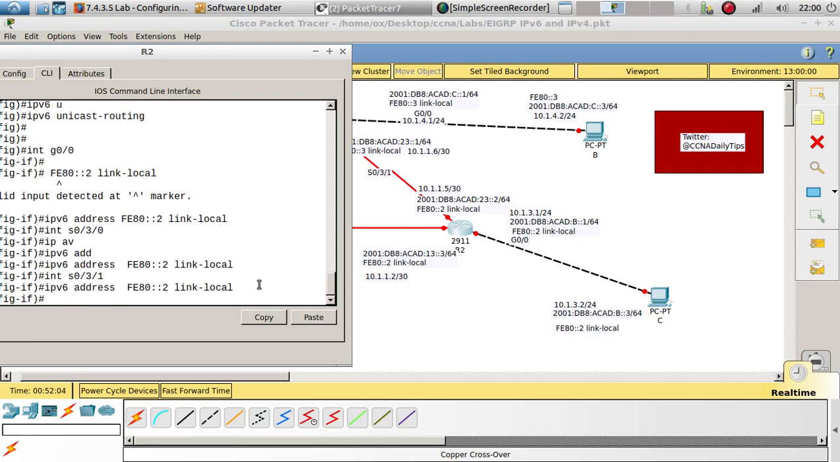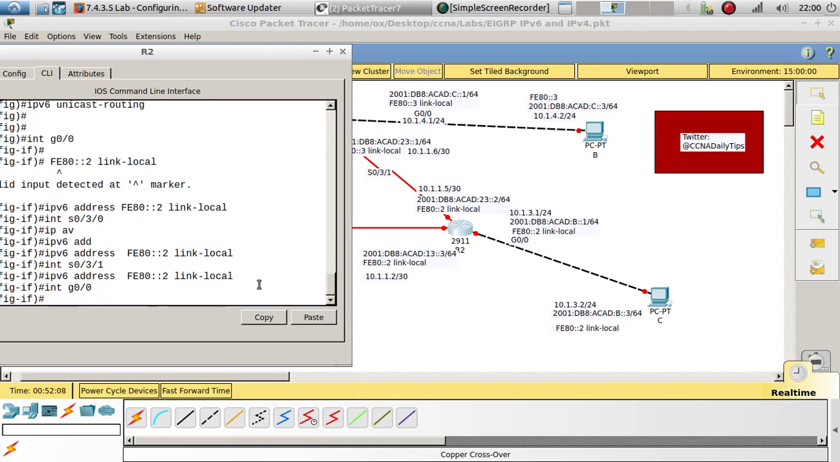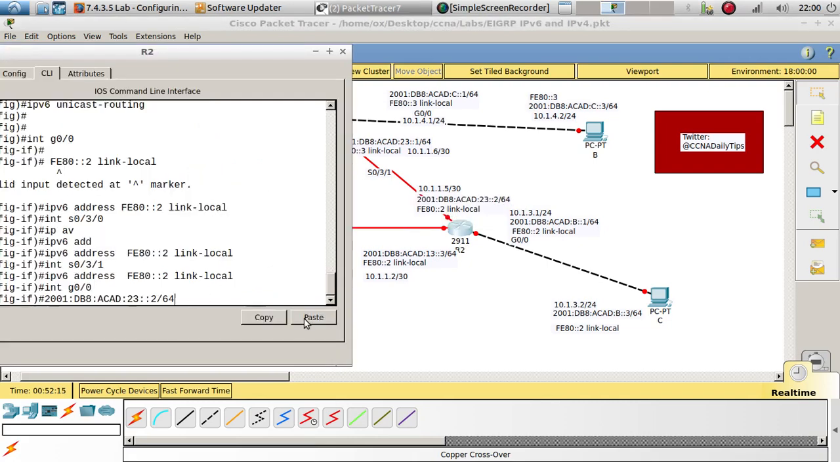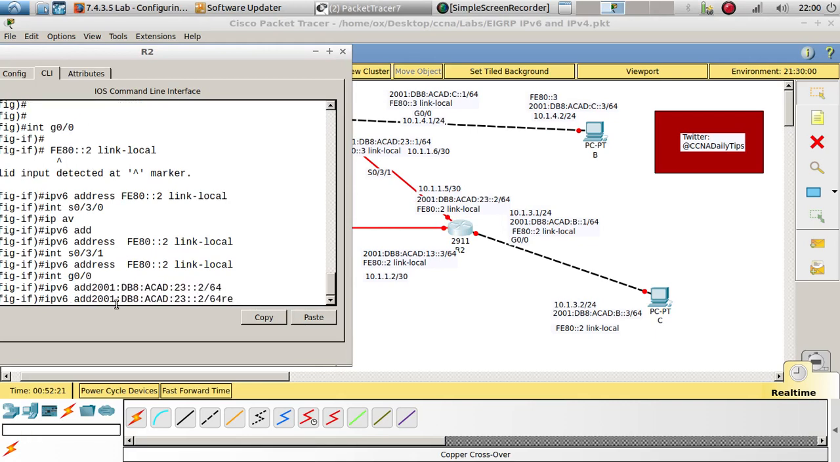There it is. And now what we could do is let's go to gigabit 0/0 and configure this IPv6 address. Let's put right here IPv6 address.